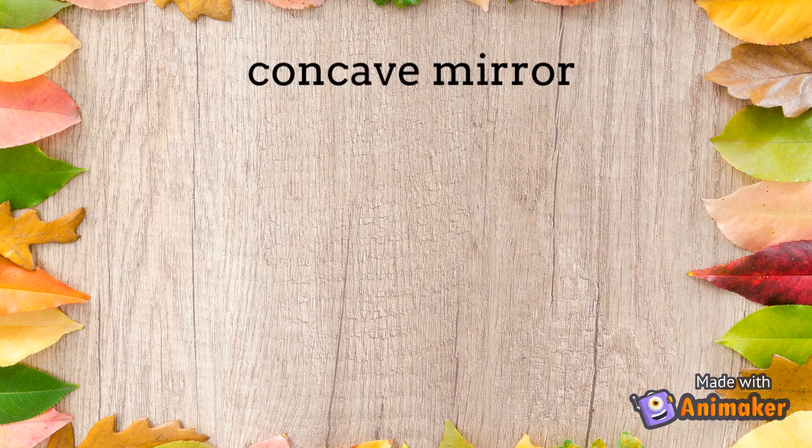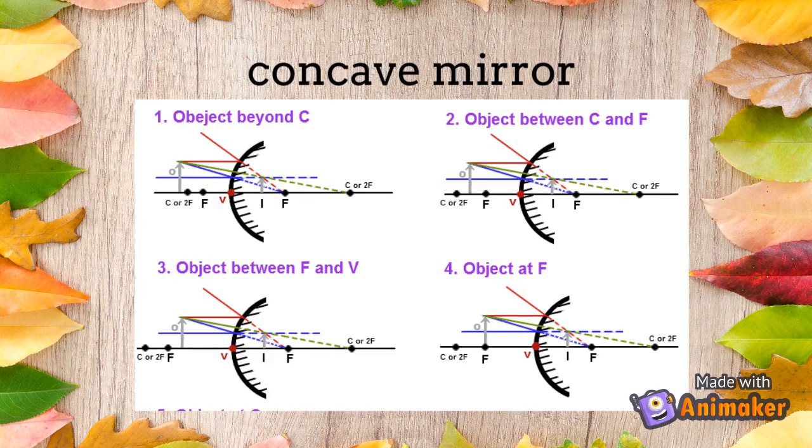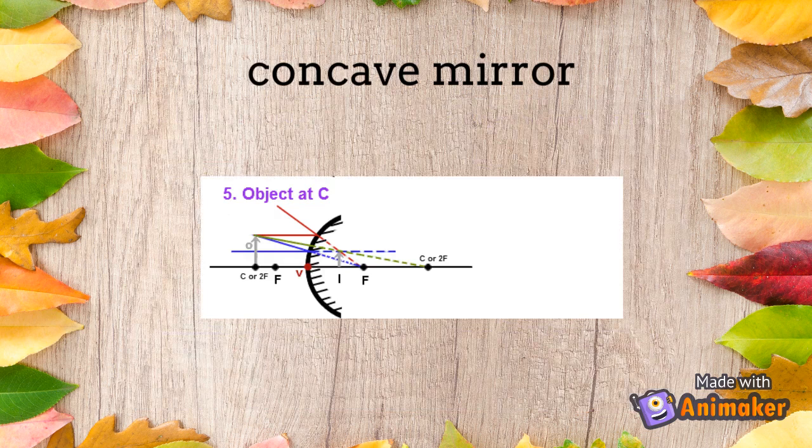The diagram shows the various cases of the convex mirror. In case 1, the object is placed beyond C, the image formed will be of small size, virtual and erect. In case 2, the object is placed between C and F, the image formed will be of small size, virtual and erect. In case 3, the object is placed between V and F, the image formed will be of small size, virtual and erect. In case 4, the object is placed at F, the image formed will be of small size, virtual and erect. In case 5, the object is at C, the image formed will be of small size, virtual and erect.